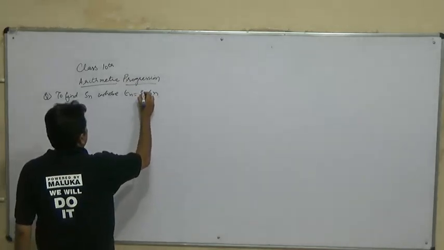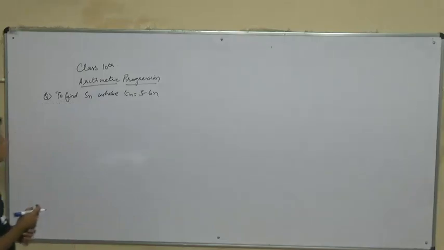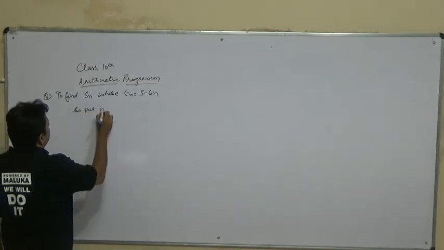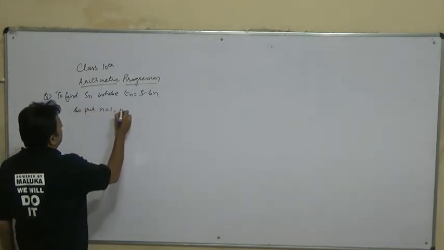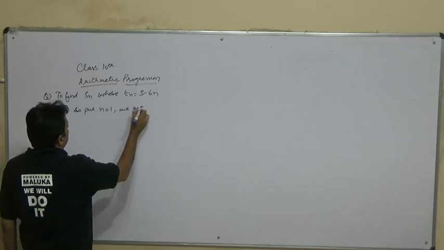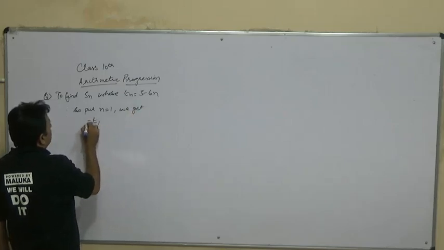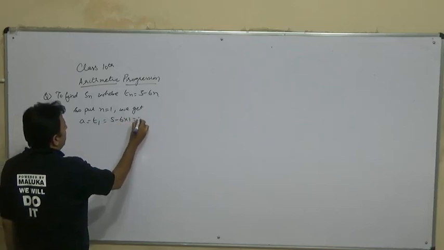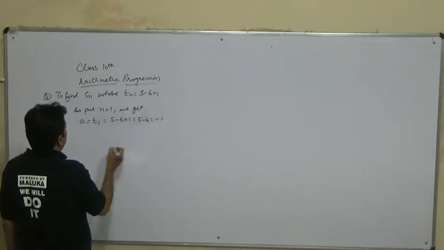So very easy. What we have to do? First we will find a. So what will be a here? a can be found by just putting n is equal to 1 in Tn. So put n is equal to 1, we get T1 which is equal to a, 5 minus 6 into 1, 5 minus 6 which is minus 1.